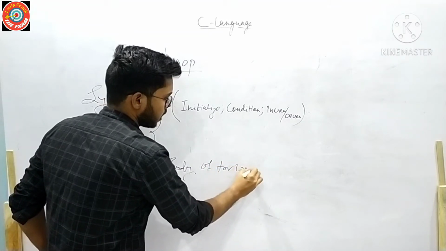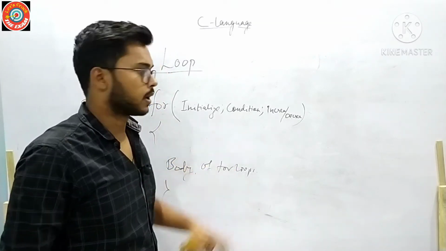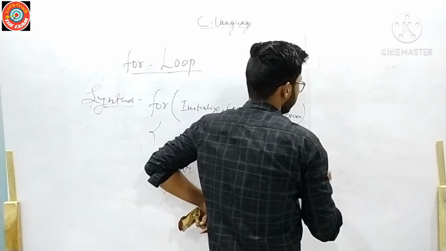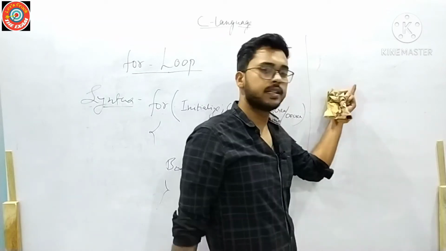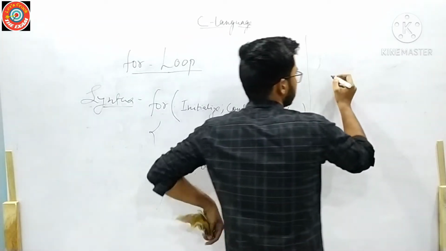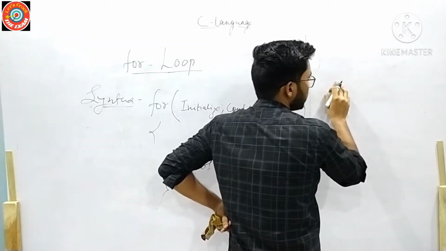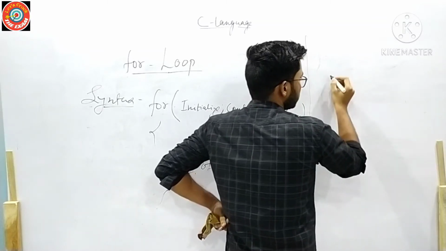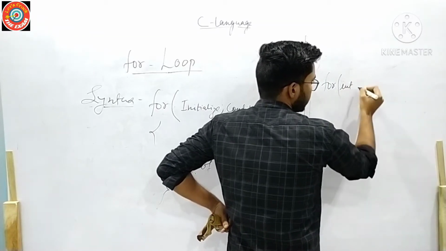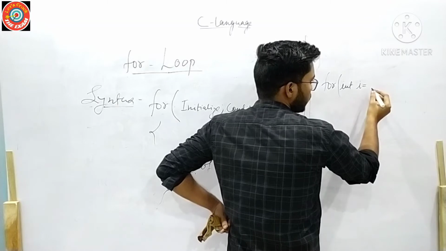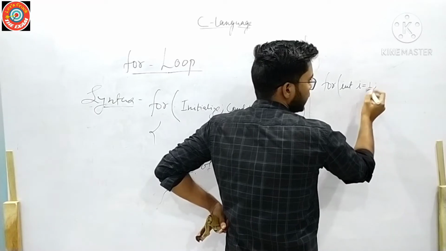Now we will take an example for understanding how the for loop works. For example, we want to print the numbers from 1 to 100, or from 1 to 10. I'm not writing the whole code, only the syntax of the for loop. So we will start our for loop and then initialize it, since we want to print the numbers from 1. So we will declare the value of i as 1.